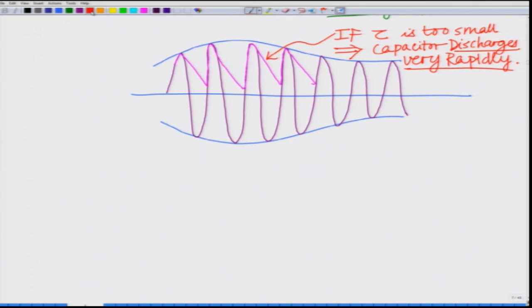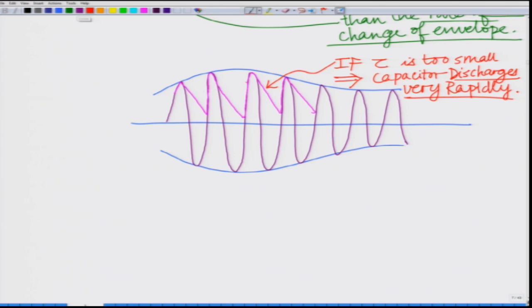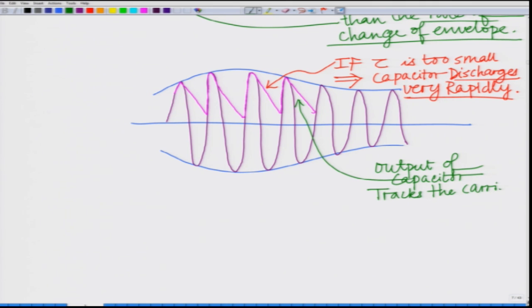This implies that it tracks the carrier. You can see what is happening. It is tracking the carrier rather than the envelope. Therefore, the output of the capacitor tracks the carrier and not the envelope. It tracks the carrier, and we don't want that.